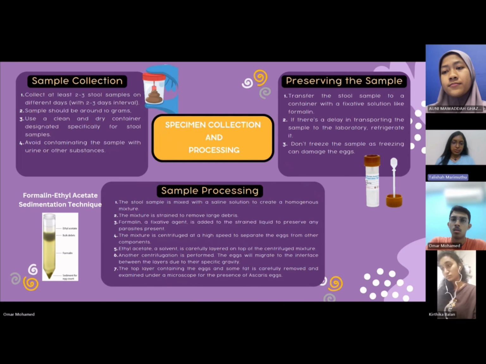For specimen collection and processing, there are three major steps: sample collection, preserving the sample, and sample processing. After the sample is collected, it will be fixed in a fixative solution like formalin. The fixed sample will then be processed using a technique called the formalin ethyl acetate sedimentation technique.